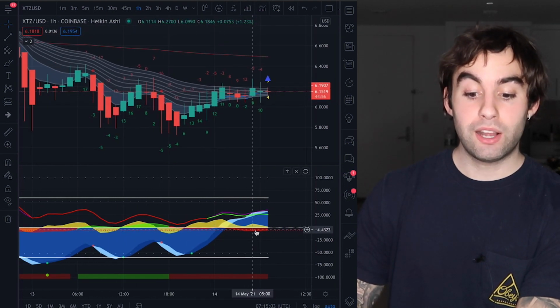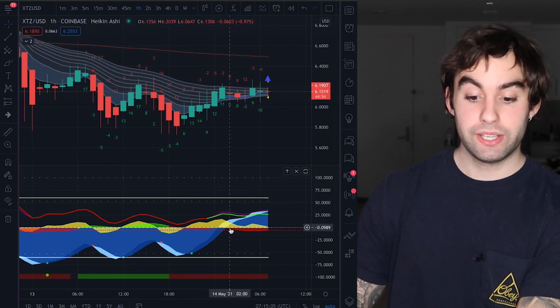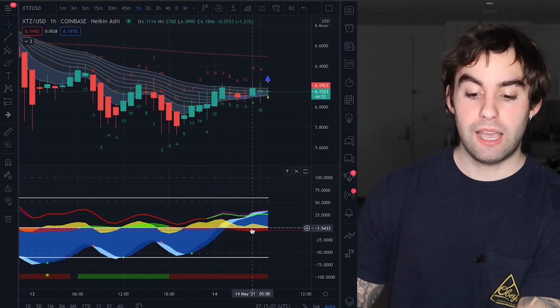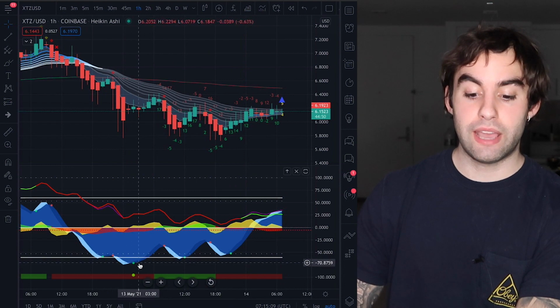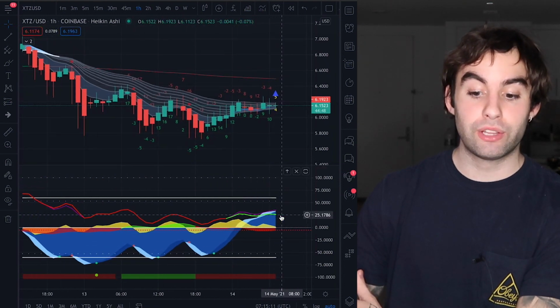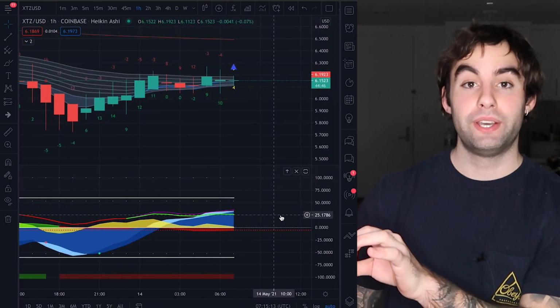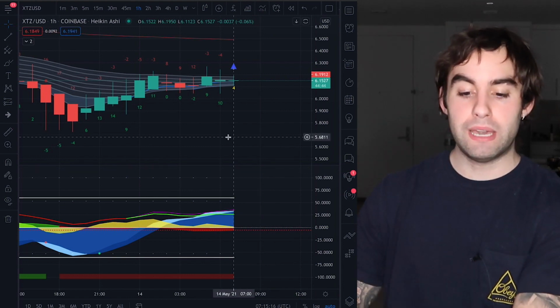However, we're still not green, we're in the red, but we're already on the other side. The divergence has already happened. I wouldn't necessarily purchase at this exact time. Okay, so just kind of keep that in mind.